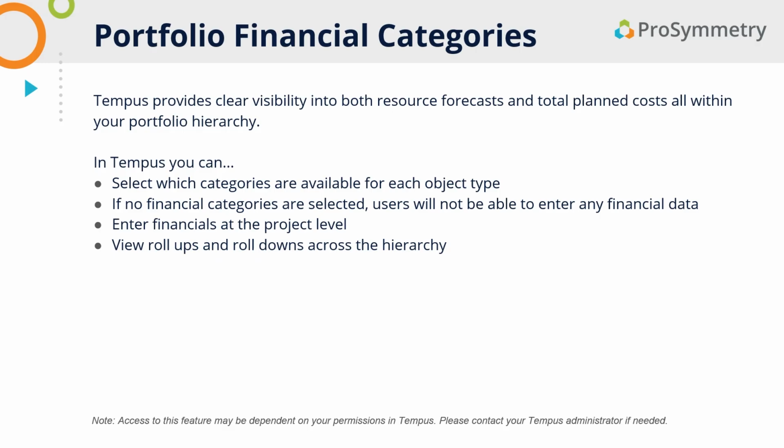And in today's video, I am going to be discussing portfolio financial categories. So Tempus provides clear visibility into your resource forecasts as well as the total plan costs, all within that hierarchy. In Tempus, you can select which categories are available for each object type. Side note, if no financial categories are selected, the users will not be able to enter any financial data. We will get into that a little bit more within the live demo. You can enter your financial data at the project level. And then lastly, you can view roll-ups and roll-downs across your hierarchy.